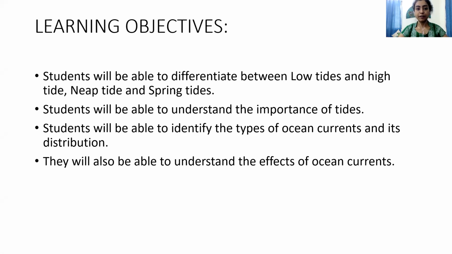In today's class, your learning objective will be to differentiate between low tides and high tides, spring tides and neap tides. You will also be able to understand the importance of tides. You will be able to identify the two types of ocean currents and how they occur. You will also be able to identify the different types of ocean currents in the Pacific Ocean, Atlantic Ocean, and the Indian Ocean. And lastly, you will be able to understand the effects of ocean currents.